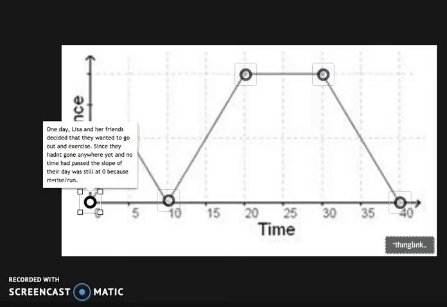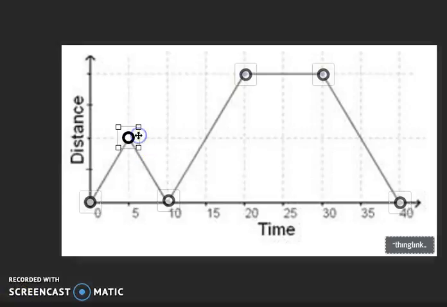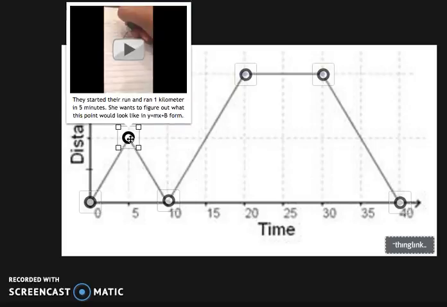One day, Lisa and her friends decide that they want to go out and exercise. They haven't gone anywhere yet, and no time has passed, so the slope of their day so far is zero, because m equals rise over run, and 0 over 0 is still 0. Next, they decide to start their run, and they run 1 kilometer in 5 minutes.